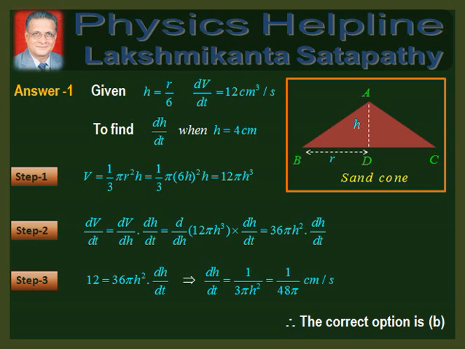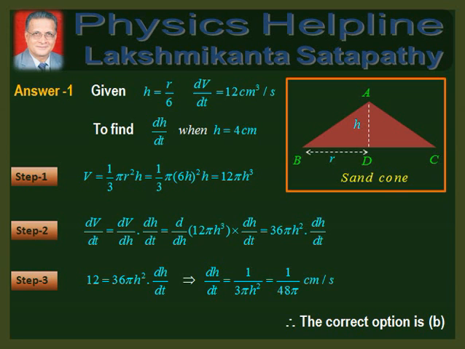Now, to solve the problem, let us establish a relation between the quantities involved in the question as follows. In the first step, we write the expression for the volume of a cone of height h and radius of base r. It is given by V is equal to 1 by 3 pi r square h. Now, r is not given in the question.